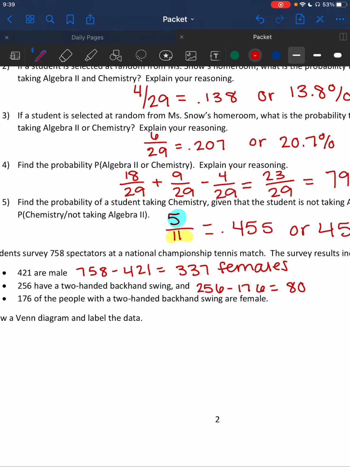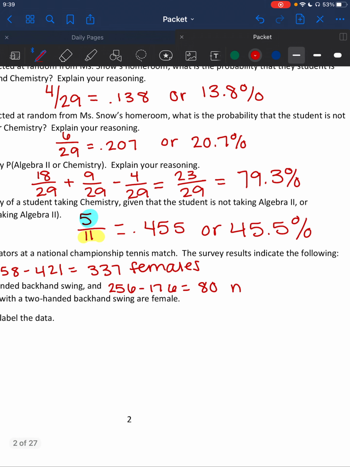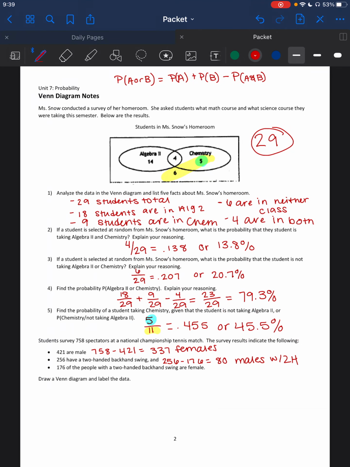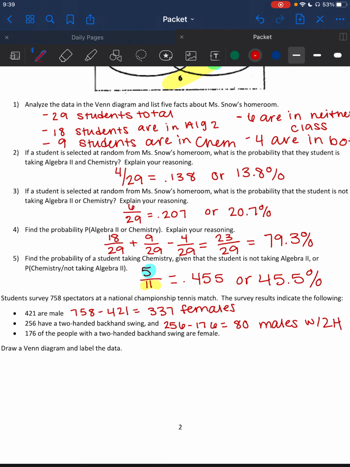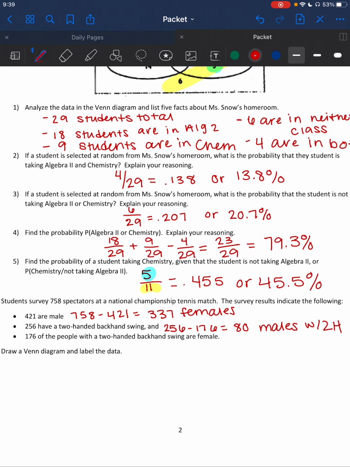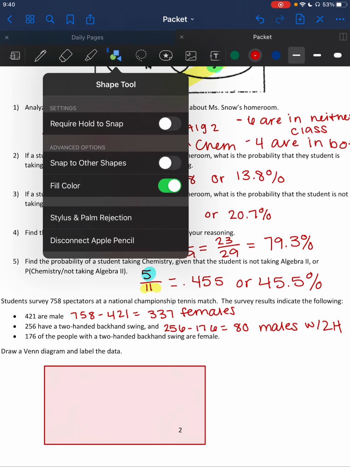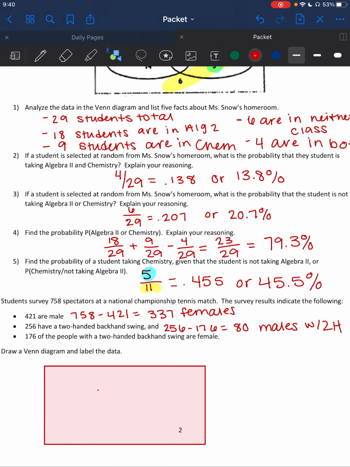And it'd be 80 males with a two-handed backswing. Okay, and so now we can start building our Venn diagram. You can make a Venn diagram without a box on the outside, or you can have one with a box. It doesn't matter.